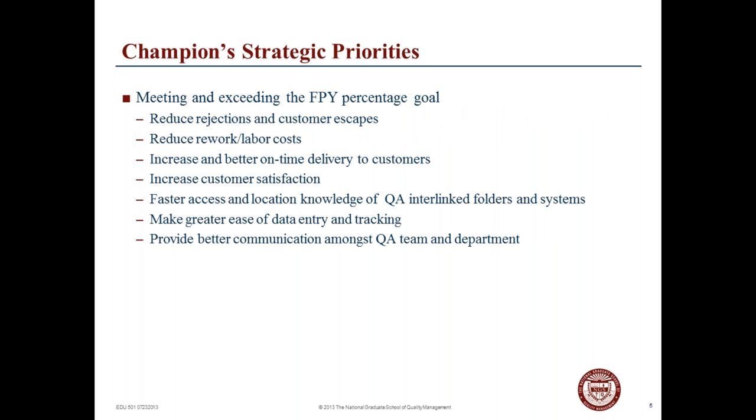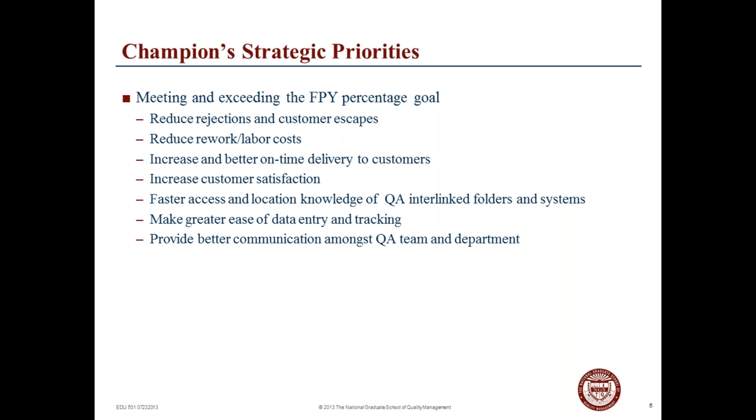Okay, so our champion's strategic priorities, of course, is meeting or exceeding the FPY percentage goal. In order to do so, we have to look to reduce the rejections and customer escapes. Obviously, we don't want our customers to receive defects or non-conformances from our products, or especially if one of our products fails out in the field, it could result in fatality, which we definitely don't want. So by reducing that, we hope to reduce a lot of the rework and labor costs from non-conformance or defects that we produce throughout our process. And also to increase and better our on-time delivery to our customers. Obviously the customers don't want to receive their product late. It makes them very unhappy. And that follows with the next one, which is increased customer satisfaction.